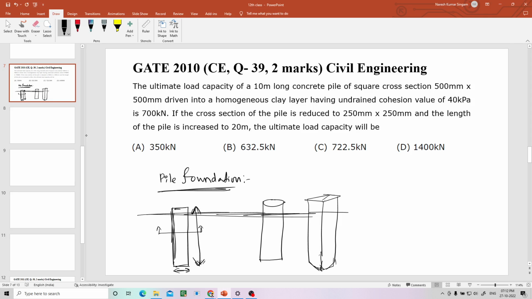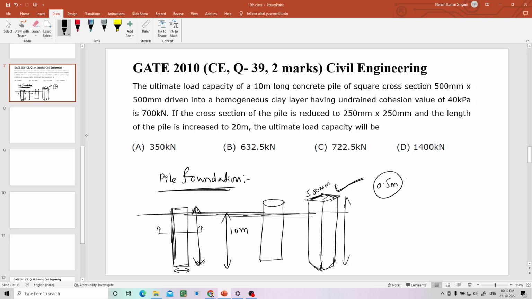Now we'll read the question first. The ultimate load capacity of a 10-meter long concrete pile. The height is 10 meters, so you can say this height is from the ground level. This is 10 meters of square cross section, 500 mm by 500 mm. This side of the square is 500 mm, okay, 0.5 meter.